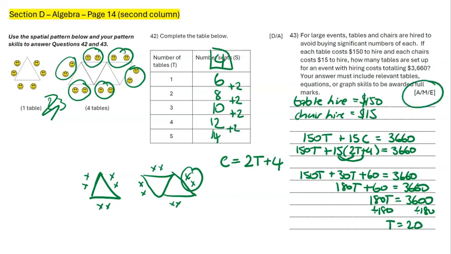So because it's an excellence question, let's just put it in a short sentence to communicate my answer in context. So an event with 20 tables will cost $3,660.